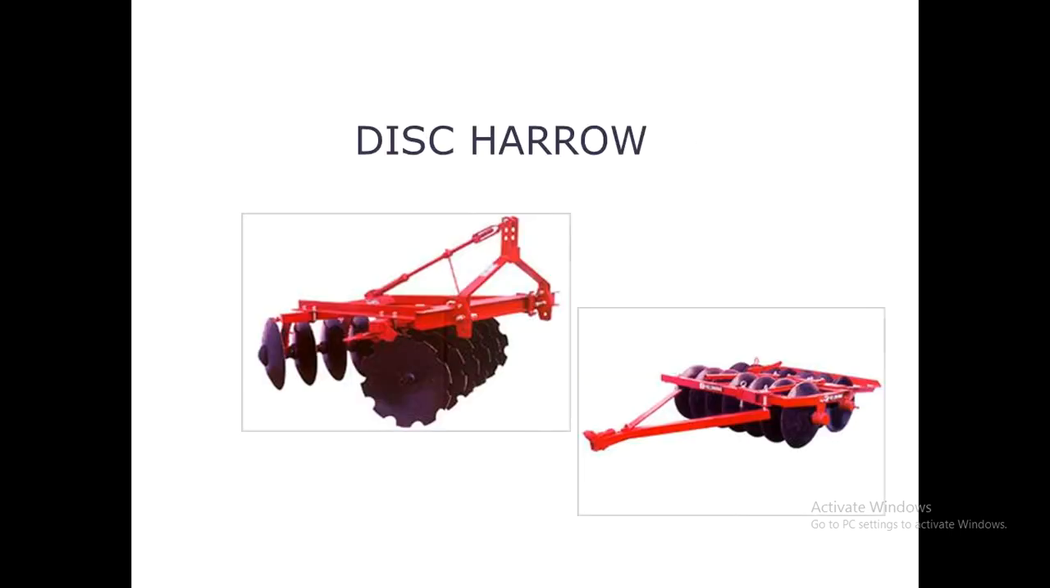So the first type of harrow which we will be looking into is a disc harrow. Here we can see there are two pictures of a harrow. The first picture on the left top corner shows a smooth disc type of harrow and a serrated edged disc harrow. And in the bottommost right corner, you can see the type of disc harrow where the discs are smooth edged.